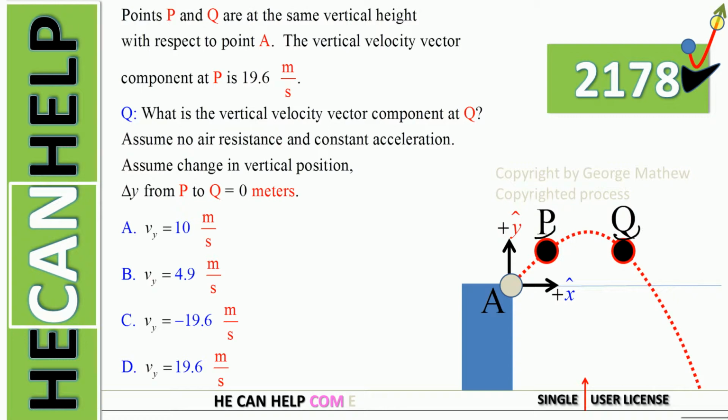Points P and Q are at the same vertical height with respect to point A. The vertical velocity vector component at P is 19.6 meters per second. Question: what is the vertical velocity vector component at point Q? Assume no air resistance and constant acceleration. Assume change in vertical position, delta y, from P to Q equal to 0. So is it A, B, C, or D?